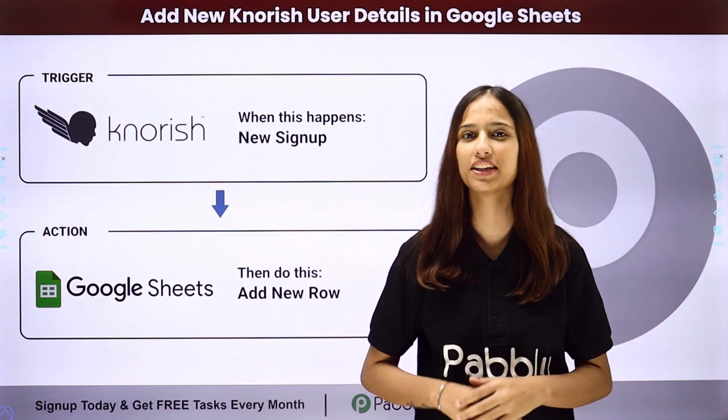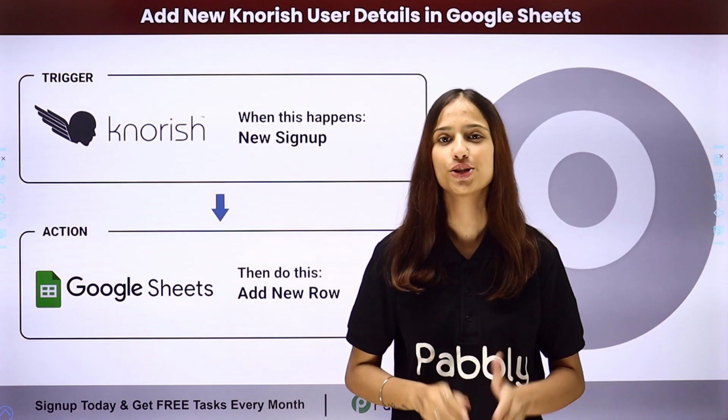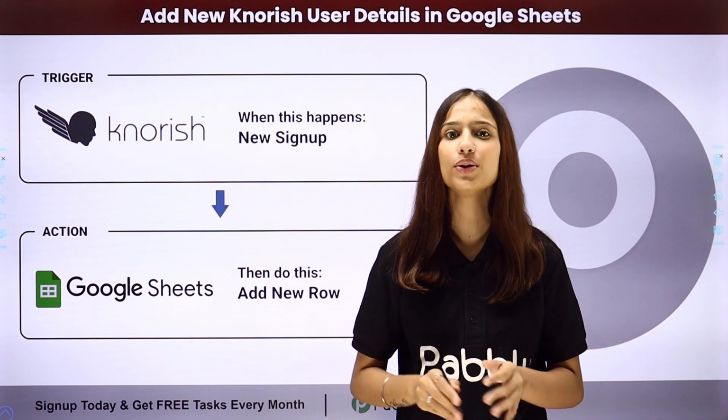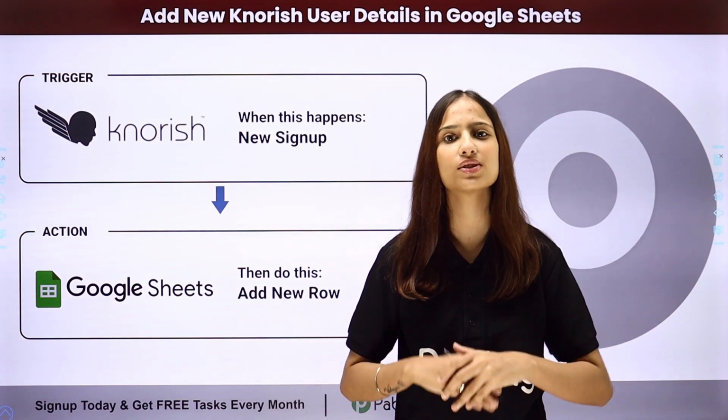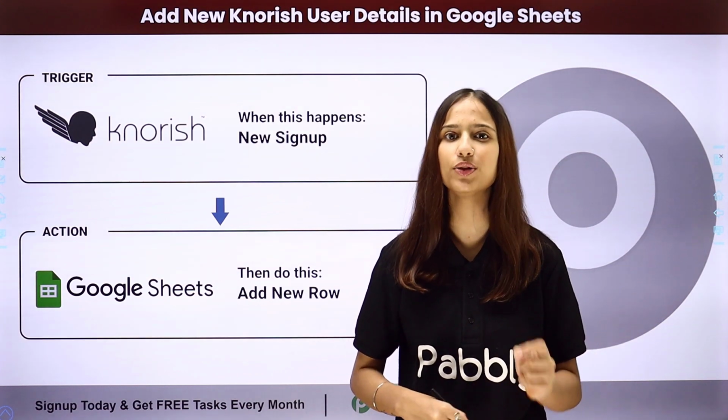So in today's video, we will understand how to add new Knorish user details in Google Sheets. So here let's say that you have created a website using Knorish. Now you want that whenever a new user signs up on your website, you want to add the user details in your Google Sheets.